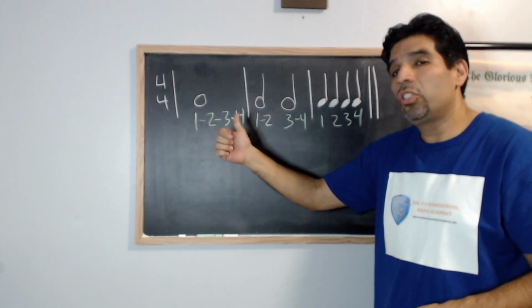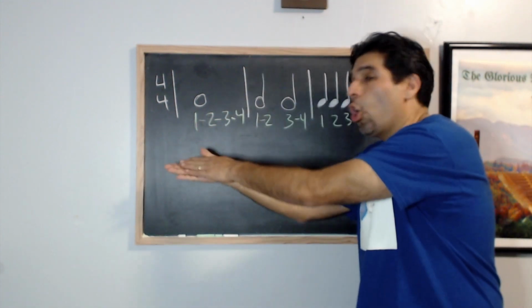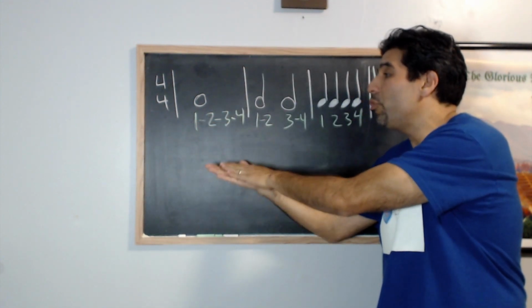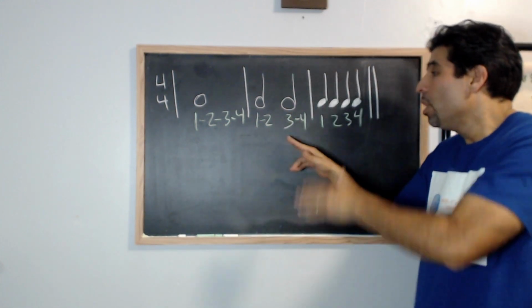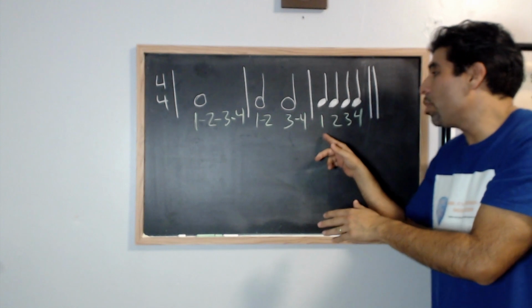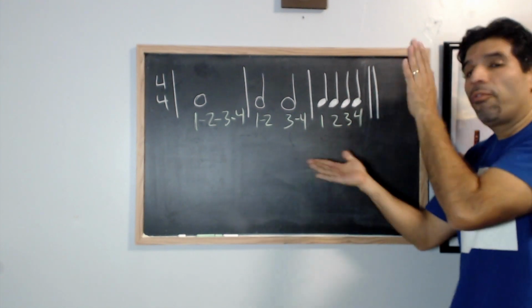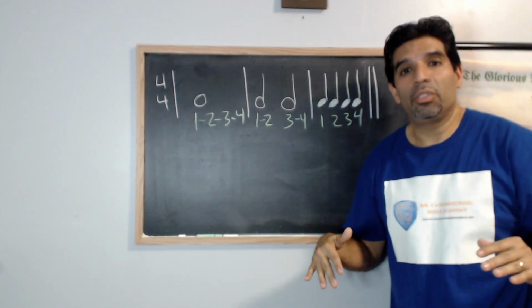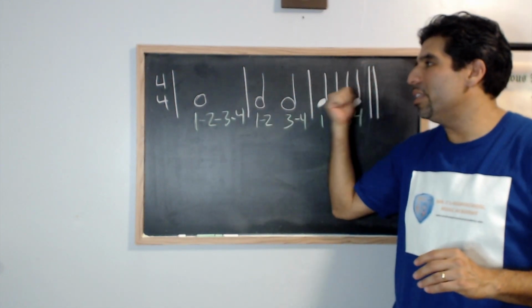1, 2, ready. Whole note first. Let's go. 1. Hold 2, hold 3, hold 4. Half notes. 1, hold 2, 3, hold 4. Quarter notes, and 1, 2, 3, 4, and off. You're done. That's how you would clap and count this example.